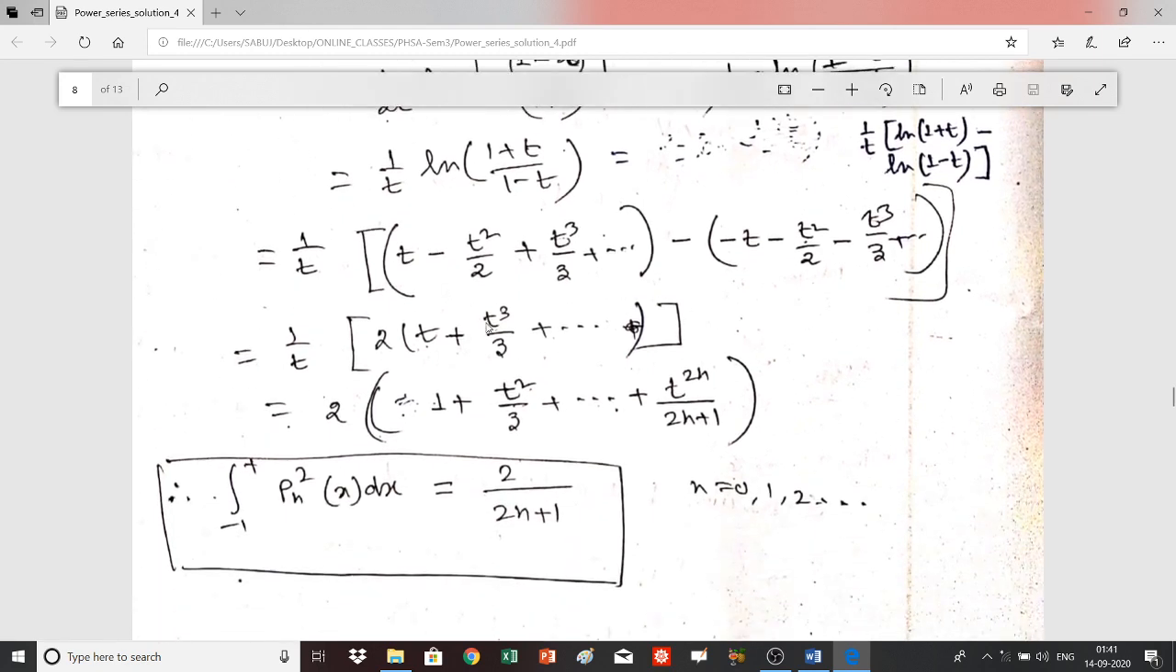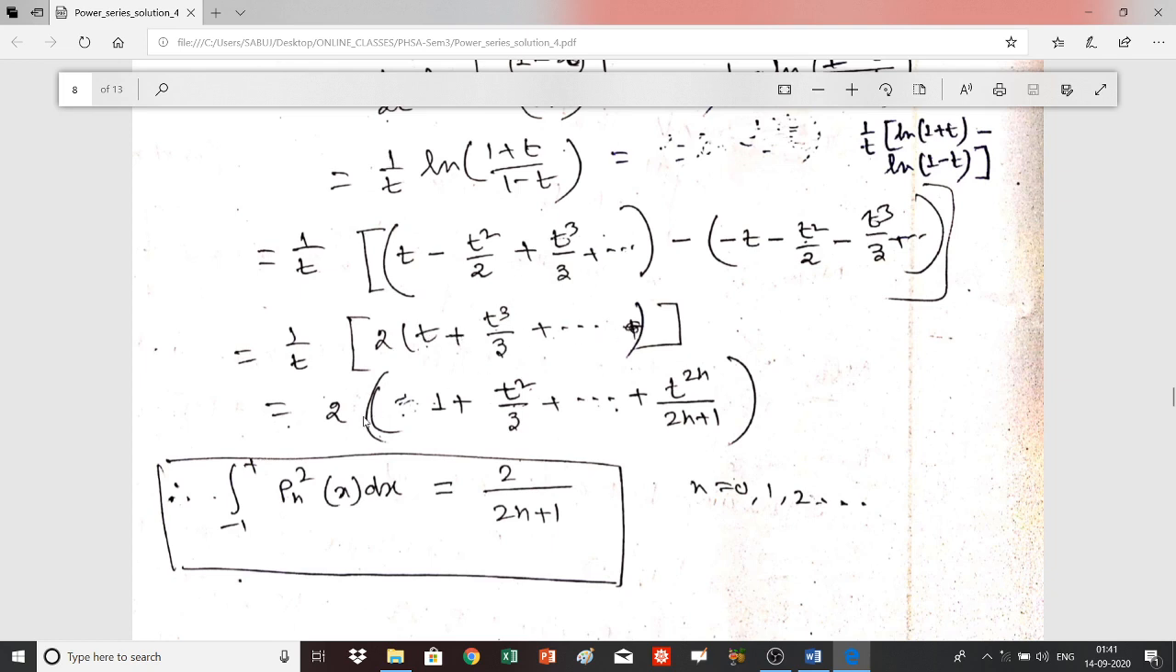So after simplification you will have t from here, and another t from this term, so 2t. And then this t squared and this t squared cancel out, and this is t cubed by 3, and minus and minus will be a positive sign, and t cubed by 3 is also here, so there will be 2t cubed by 3. As 2 is taken as a common term, it will be t plus t cubed by 3 plus all other terms.